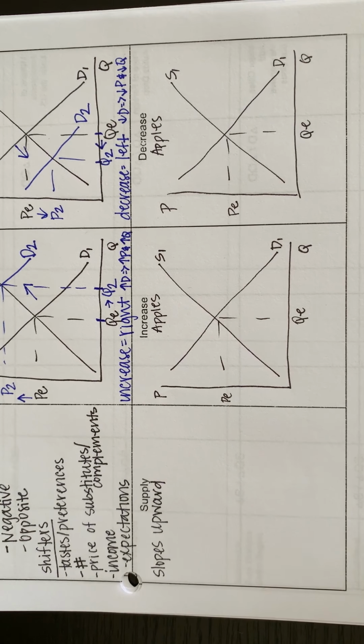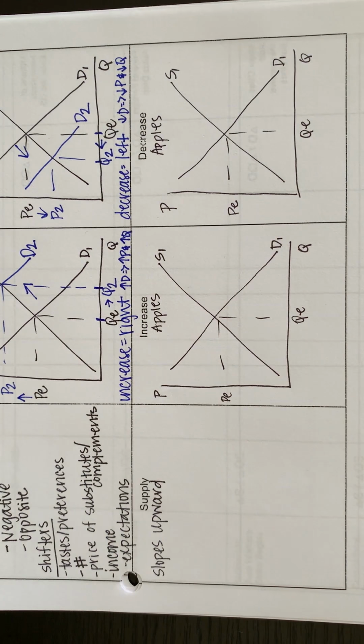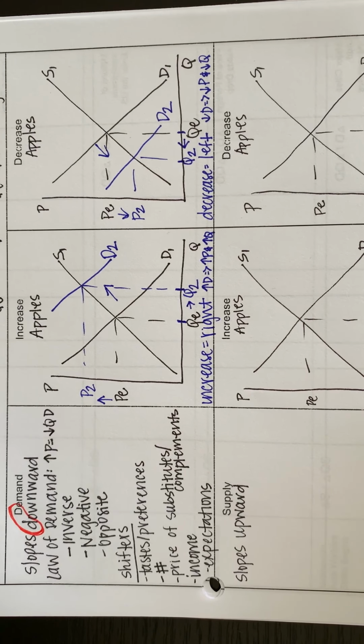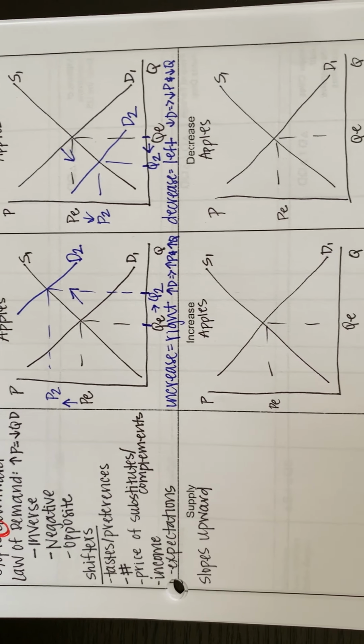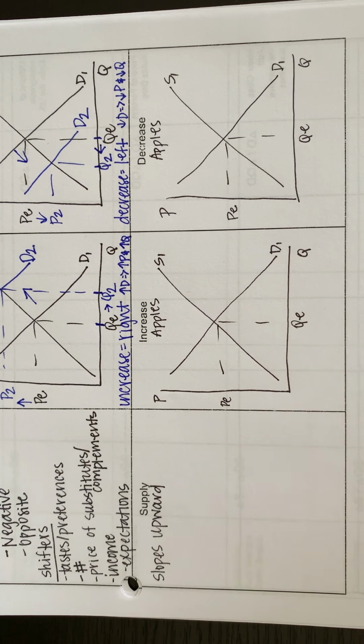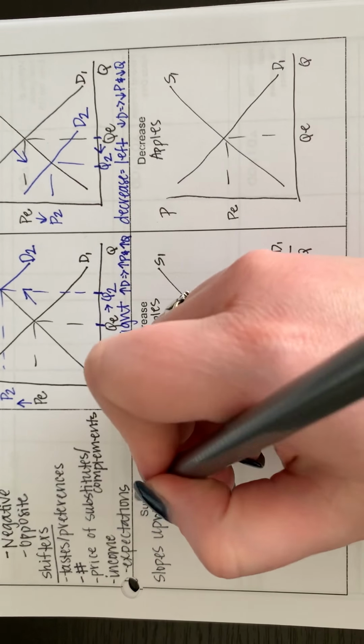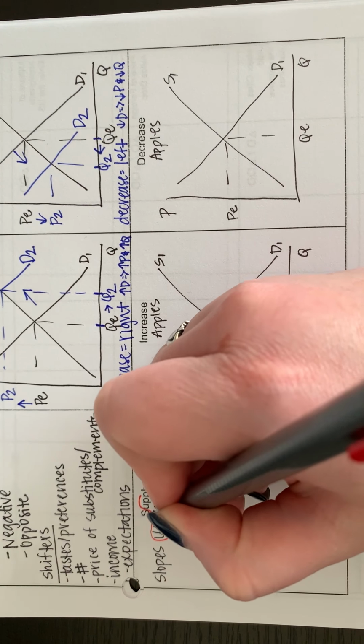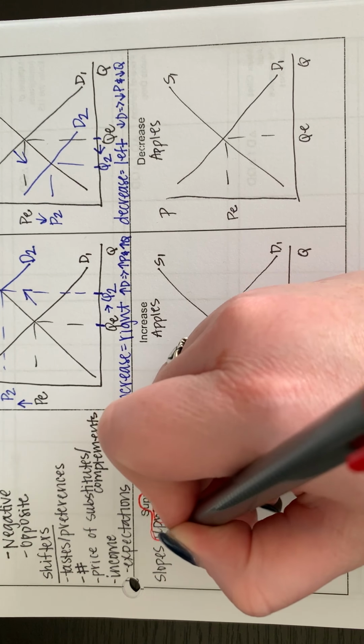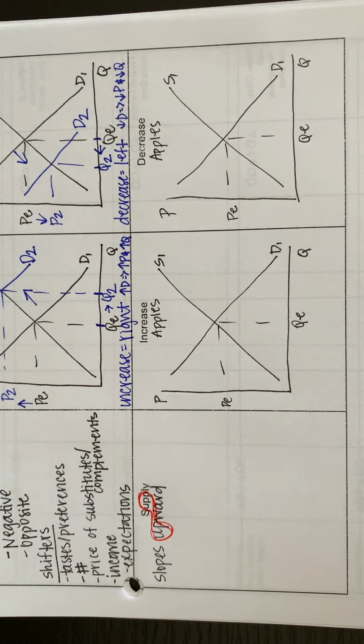And a great way to remember that supply slopes upward, just like up here, demand slopes downward, the D and the D. Supply has the word up in it. So up and up, up and up. So we know supply slopes up because it's upward. It has the word up right in supply.